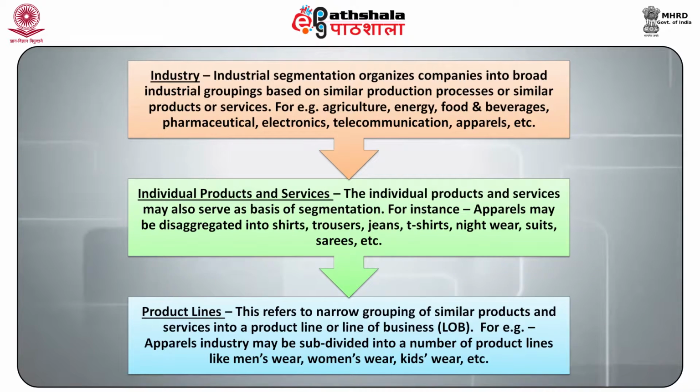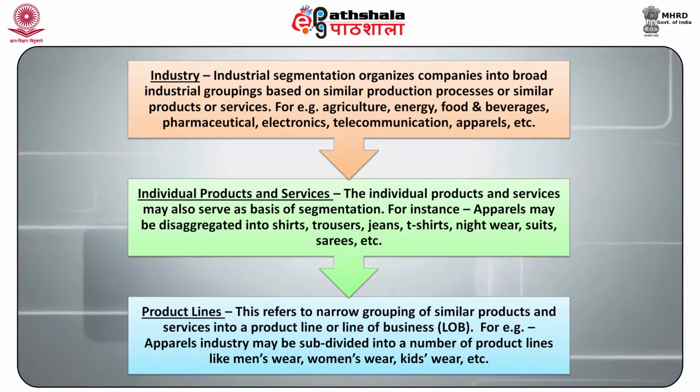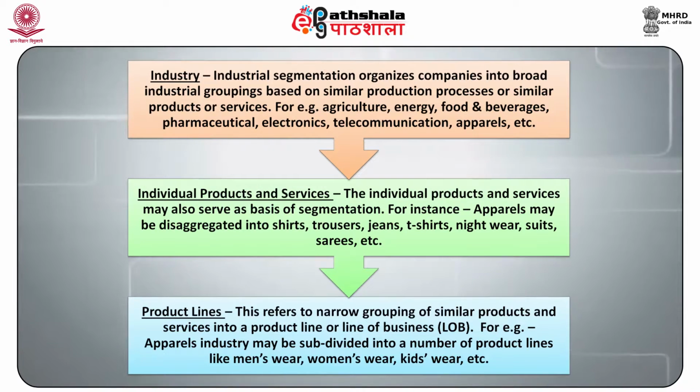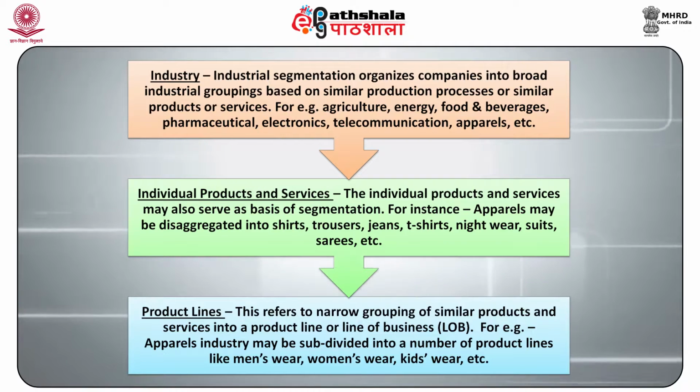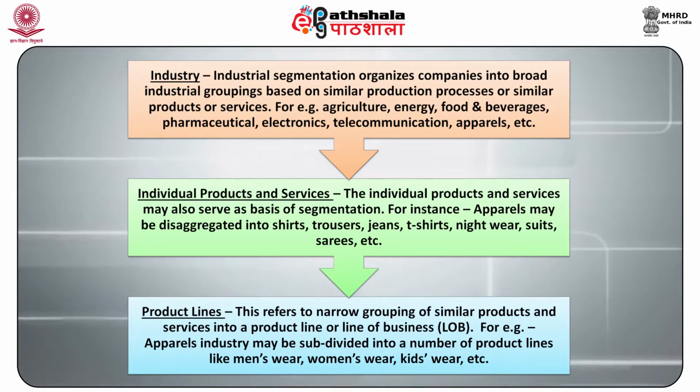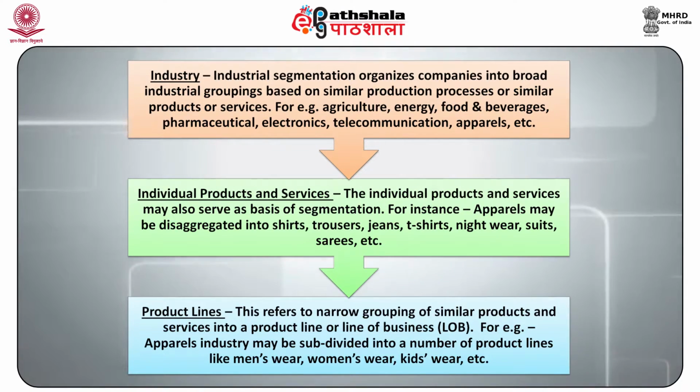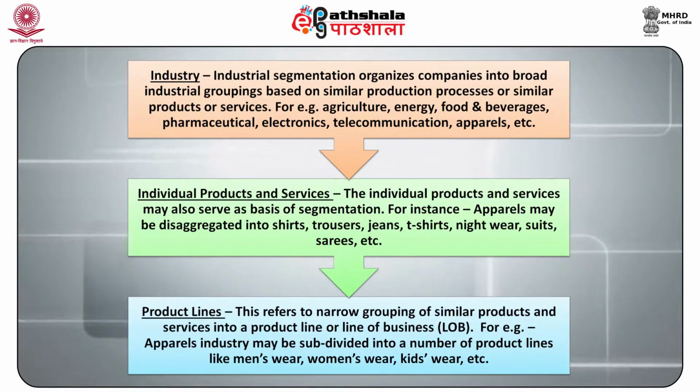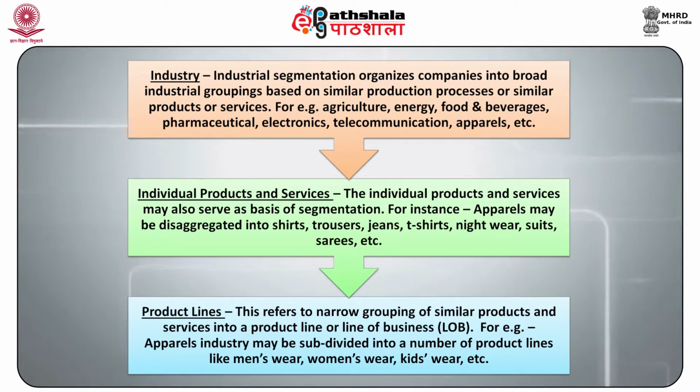Industrial segmentation organizes companies into broad industrial groupings based on similar production processes or similar products or services. For example, agriculture, energy, food and beverages, pharmaceuticals, electronics, telecommunications, apparels, etc. Number 2, individual products and services. The individual products and services may also serve as a basis of segmentation. For example, apparels may be disaggregated into shirts, trousers, jeans, t-shirts, nightwear, suits, saris, etc.